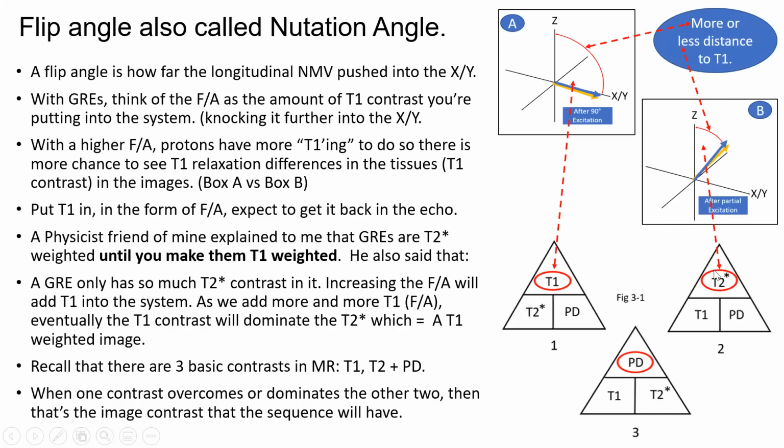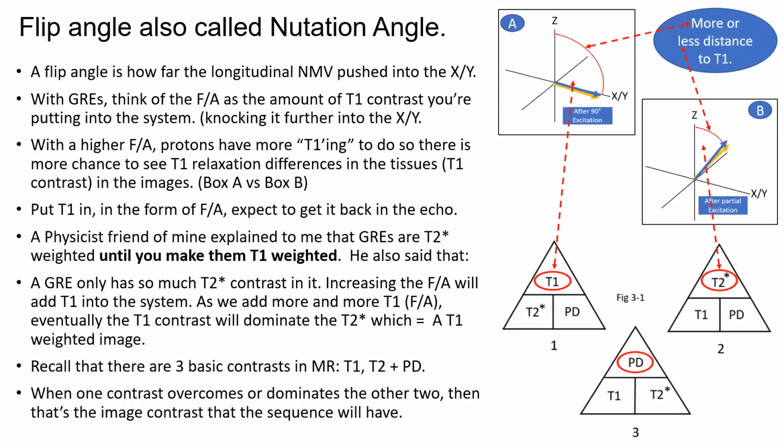So the chances that you're going to see T1 contrast, T1 relaxation differences between them, is less. So this would be T2 or T2 star weighted. Remember, earlier I said that a gradient echo is T2, well actually T2 star weighted, until you do something to make it more T1. And more T1 means a higher flip angle, more RF going into the patient, and a short TE, because we all remember TE controls what? T2. Long TE, more bright fluid. Short TE, less bright fluid.